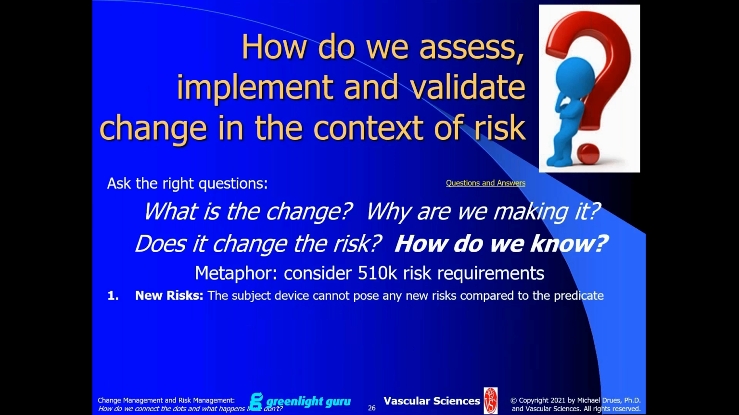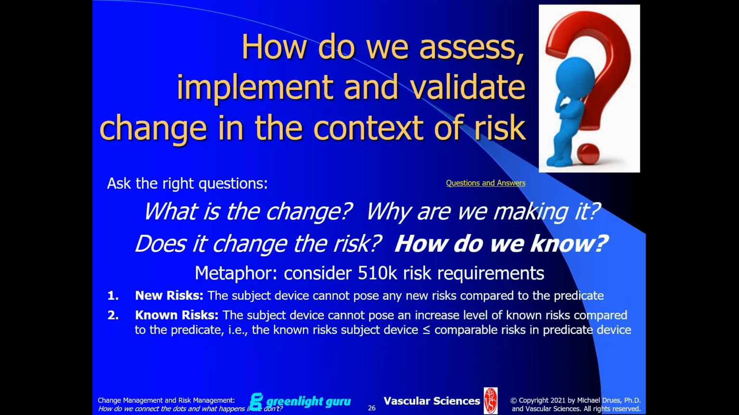So as a metaphor to help understand this better, consider the 510K risk requirements. And for those of you that are not familiar, I've reiterated them. I'm paraphrasing in my own Mike Drew's words here. There are two risk requirements when it comes to the 510K. First of all, for a successful 510K on the risk side, we have to show that our subject device, our new device, cannot pose any new risks that are not already in the predicate. That's risk requirement number one. And risk requirement number two, of the known risks, we have to show the FDA that our subject or our new device doesn't pose an increase in the level of known risks compared to the predicate device.